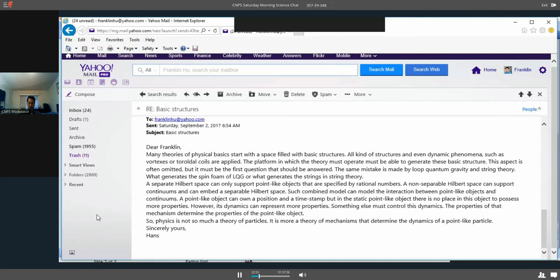Plus, I have a basic question here at the very get-go, which is: you say many theories of physics start with a space filled with basic structures. What is space? Space is, you can have a parameter space, that's a flat space, and you have the target. I mean, you're making a physical assumption here, and then when I asked you the question, you started making mathematical assumptions. What is the physical assumption that relates to the mathematical structure that describes it?